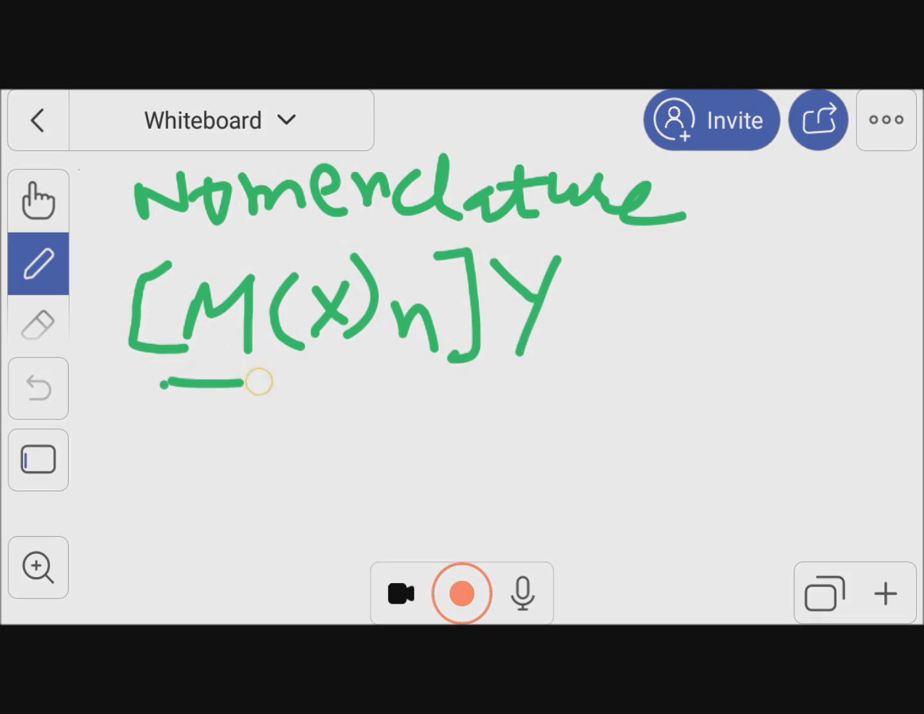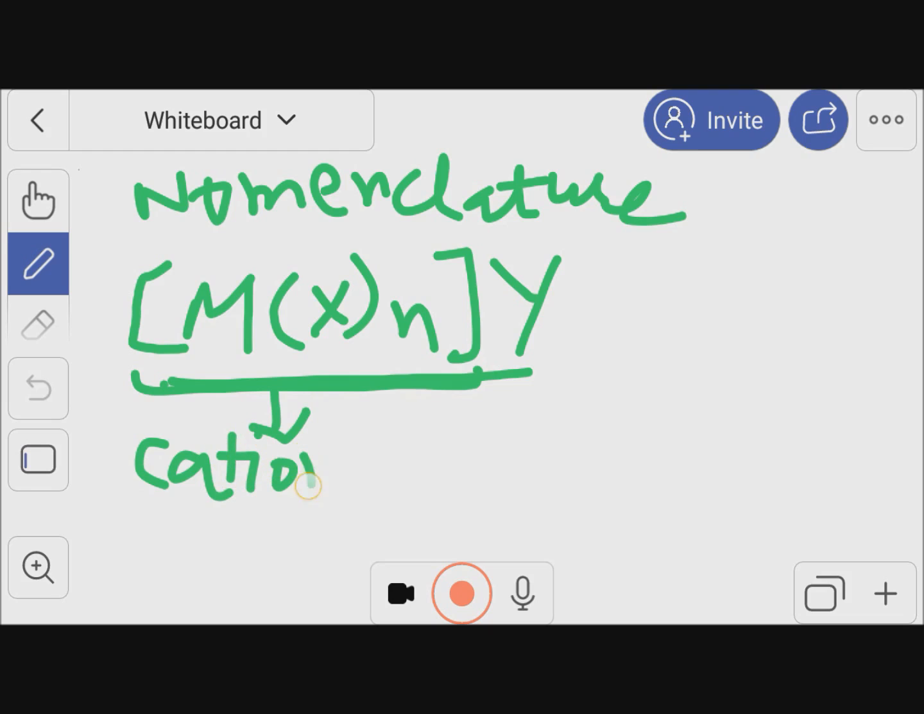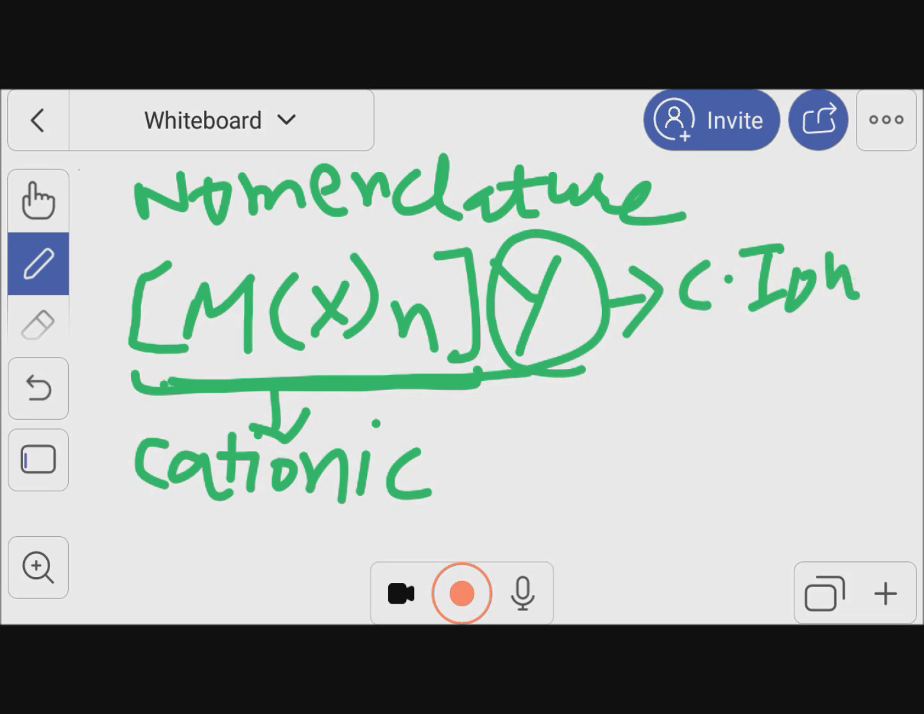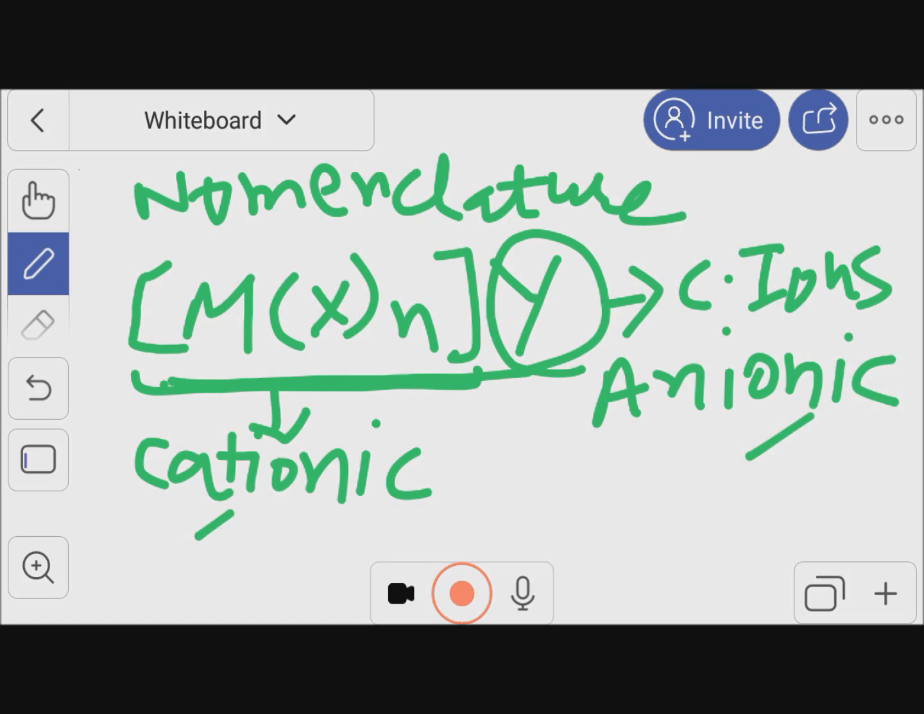This coordination compound contains two parts. The first part, in the coordination sphere, is the cationic part, and those outside the coordination sphere are called counter ions, or this is the anionic part. It means coordination compounds contain two parts. One is the cationic part and the other one is the anionic part.